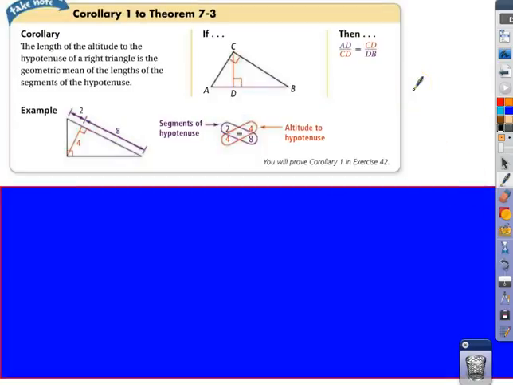So, now we're going to look at a corollary to the fact that we have similar triangles. Remember, if the triangles are similar, then things are proportional. So in the case of a right triangle where you draw the altitude to the hypotenuse, the length of the altitude to the hypotenuse of a right triangle is the geometric mean of the lengths of the segments of the hypotenuse. Well, that makes sense, doesn't it? So that means if I set up a fraction, the geometric mean is this line right here, and it's going to be repeated on these diagonals. And then the segments of the hypotenuse are this line, and they're going to be the extremes.